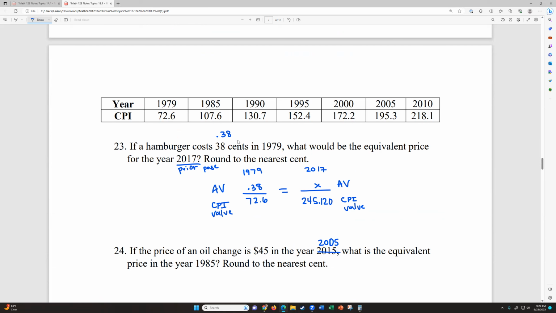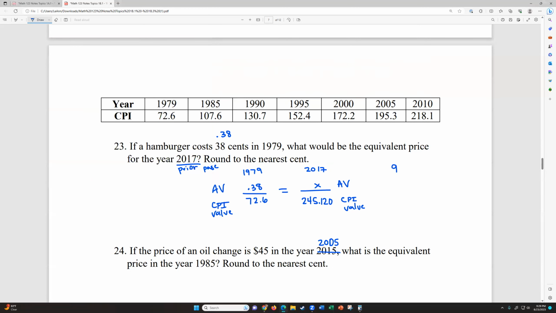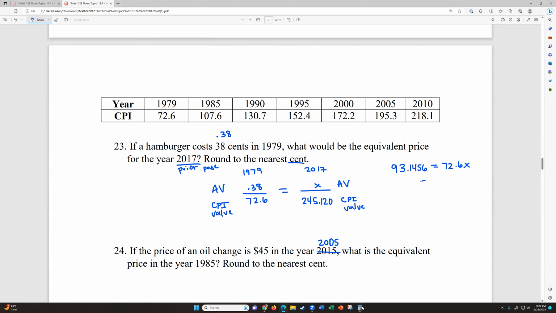By cross multiplying, 0.38 times 245.12 is 93.1456 for the decimal, equal to 72.6x. I'll need to divide by the number that's next to x, so divide this by 72.6. And I get roughly 1.28, because we're going to round to the nearest cent. So $1.28 would be the estimated 2017 price of that hamburger if it keeps up with the trend of inflation. We think it would cost $1.28.